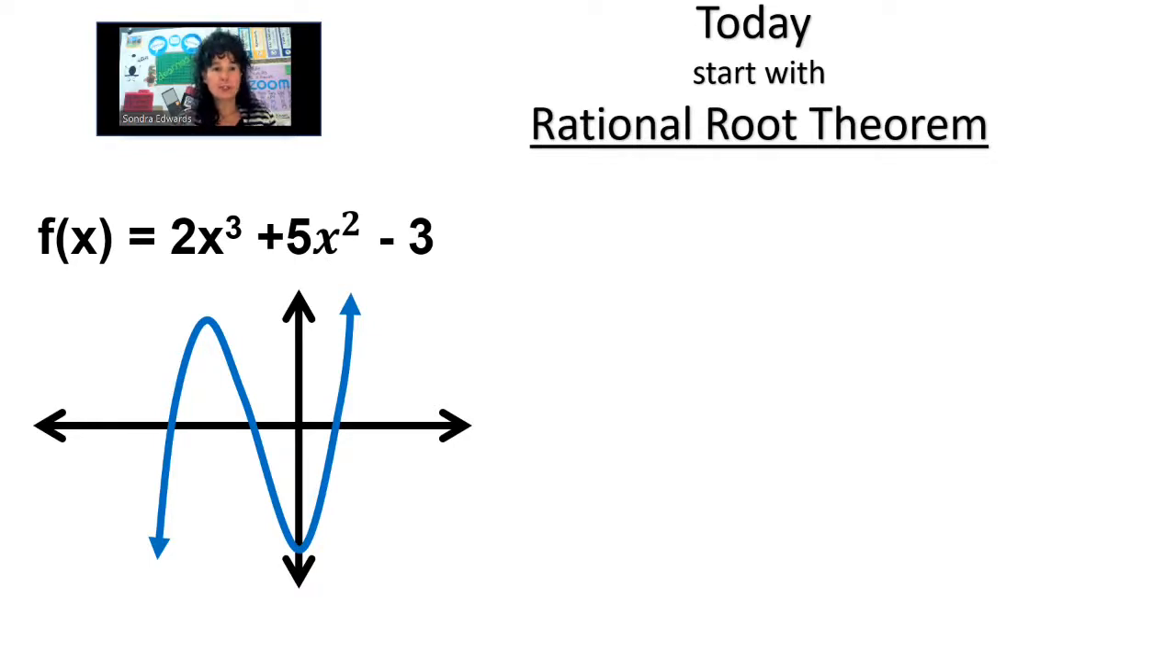So the first thing that the rational root theorem does for you is it gives you a relatively short list of possible places where this function crosses the x-axis. Okay, so it's going to start by finding potential rational roots, in other words, zeros.